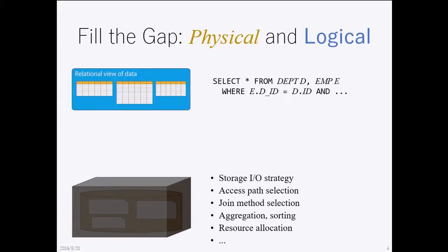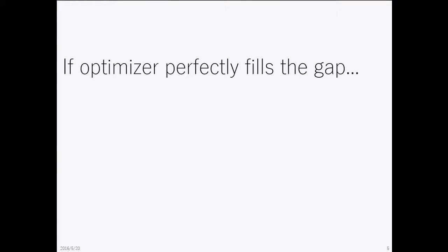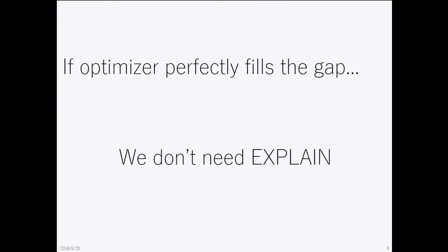So in order to build the working relational database system, this gap-filling technology is the key enabler, and that's the query optimization. So imagine if we have perfect query optimizer. If query optimizer perfectly fills the gap between logical and physical, we do not have to care about physical behavior of database system anymore. So that means we do not need explain anymore, at least for users.